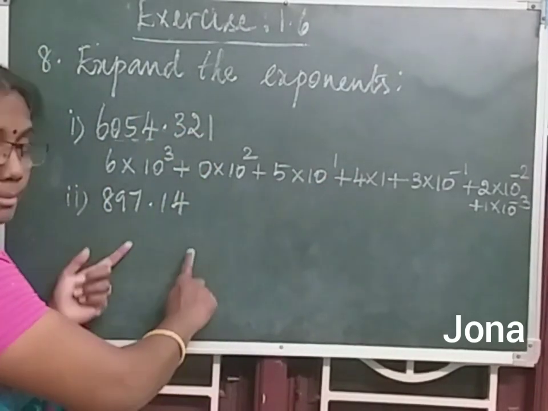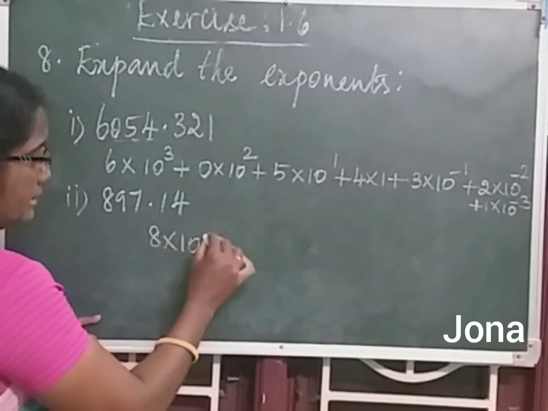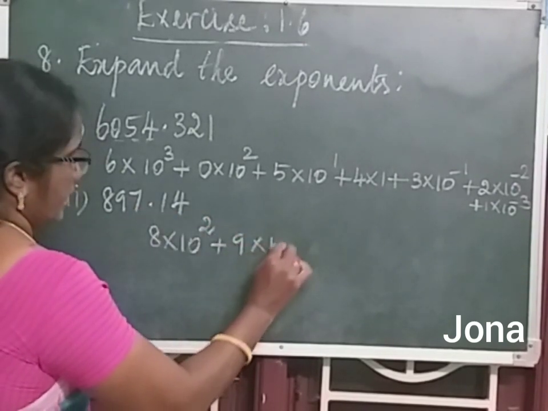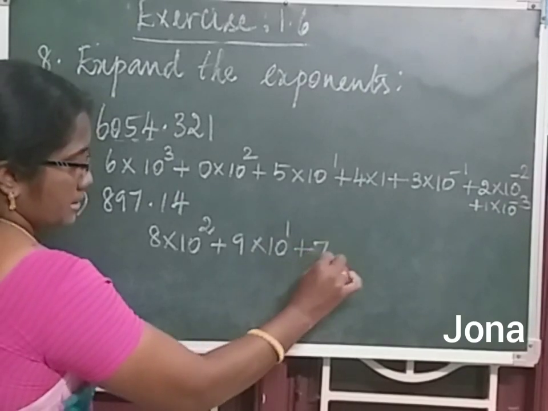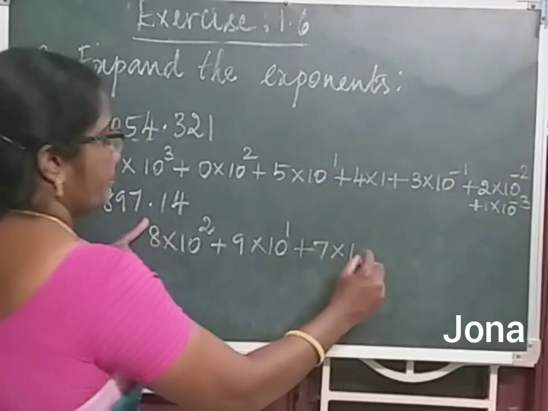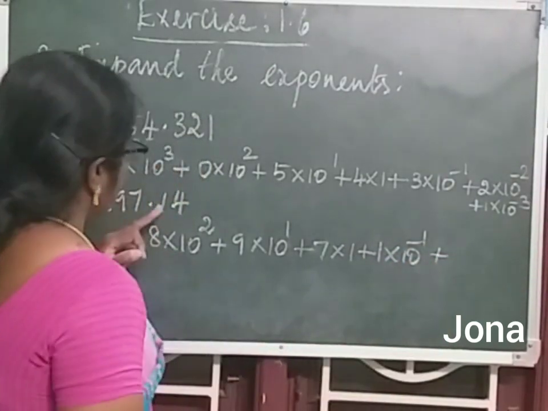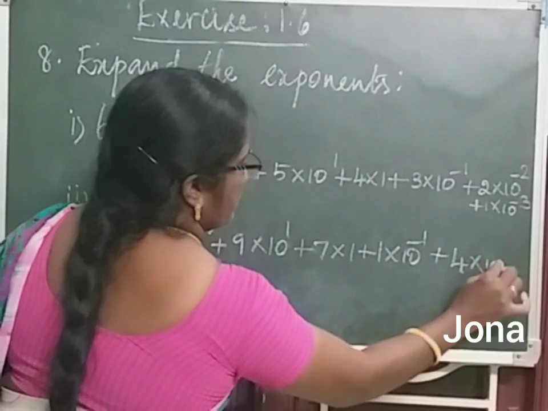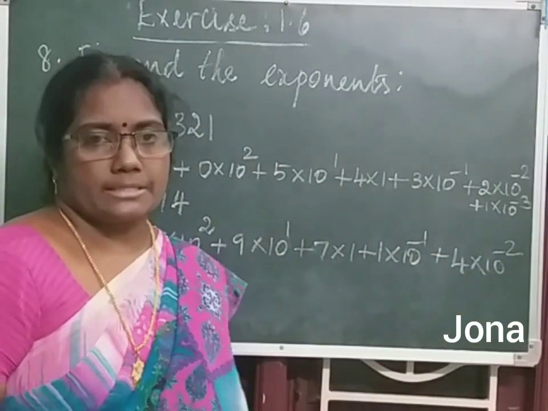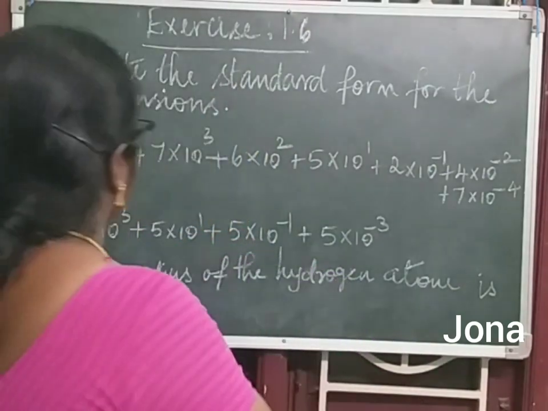Okay, look at the next problem. Here 8 into 10 power, after 8 I have 2 digits, so put 2, plus 9 into 10 power 1, plus 7 into 1, since 10 power 0 is nothing but 1. So plus this 1 into 10 power minus 1, plus for this 4 into 10 power minus 2. I just want to write this in the decreasing form as in the number line. That's all.